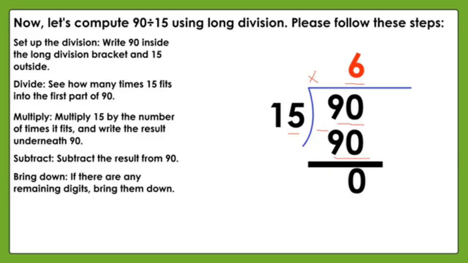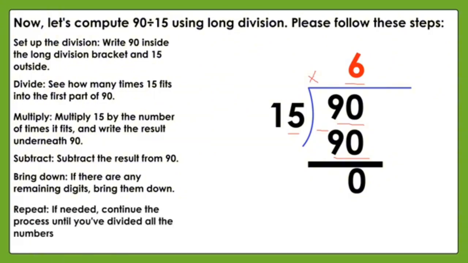Fifth, bring down if there are any remaining digits. Bring them down. Repeat if needed. Continue the process until you've divided all the numbers. So therefore, 90 divided by 15 is equal to 6.